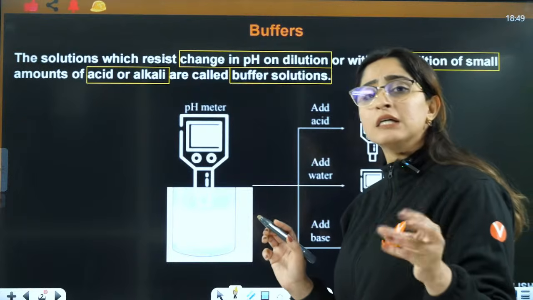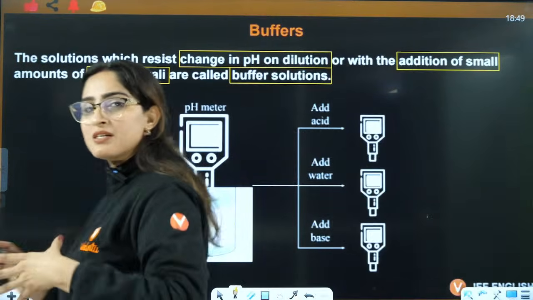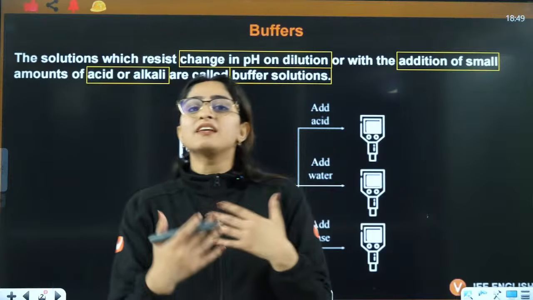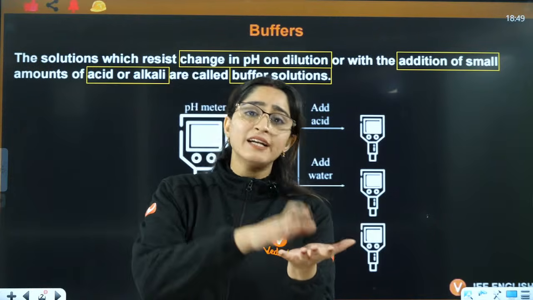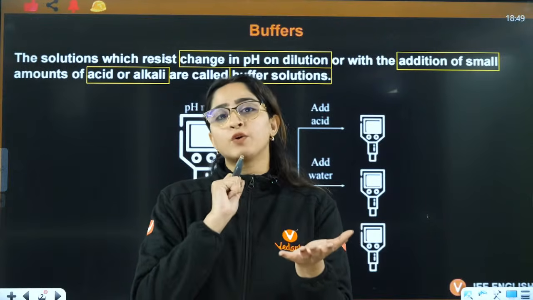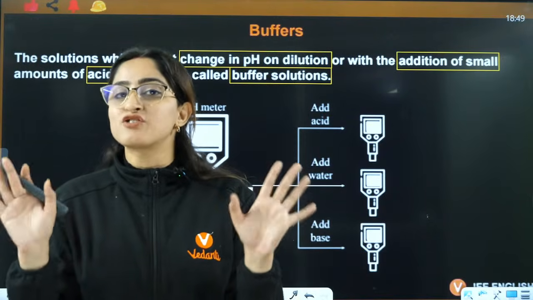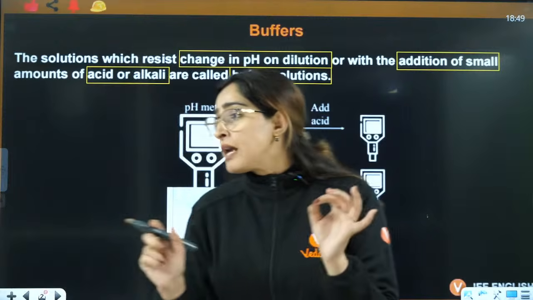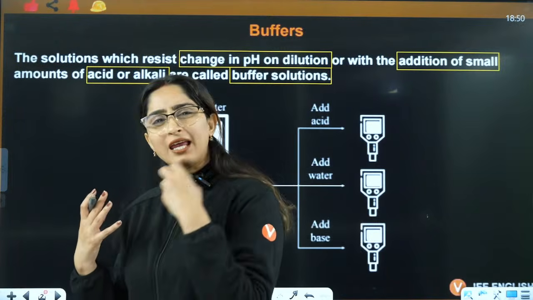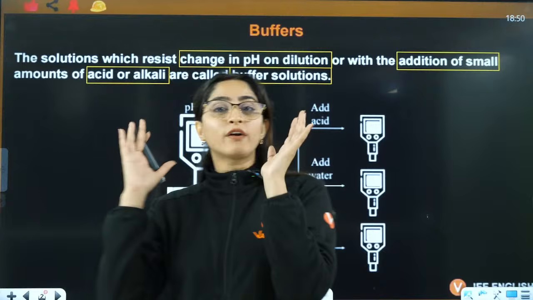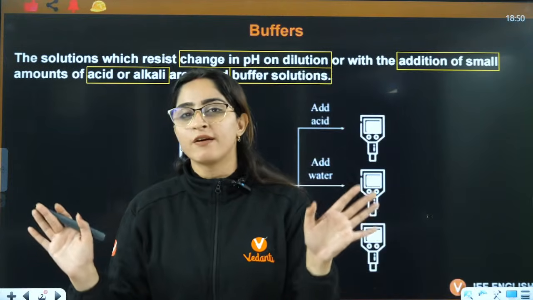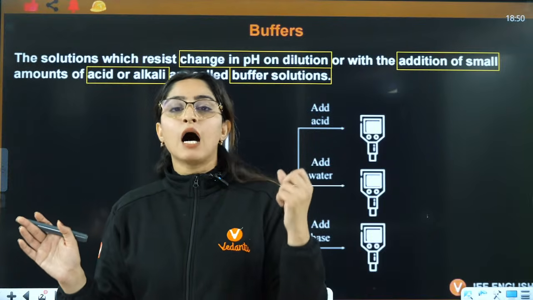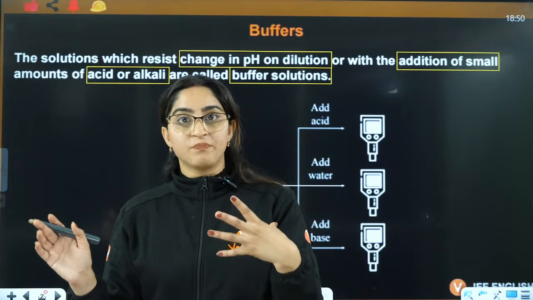Buffers are solutions which resist the change in the pH. For example, you have any solution, you add acid or a base into it, but still the pH is not changing. That is called a buffer. Now, a very important buffer, and you will see that example within you itself, is your blood. Our blood is a buffer, right?